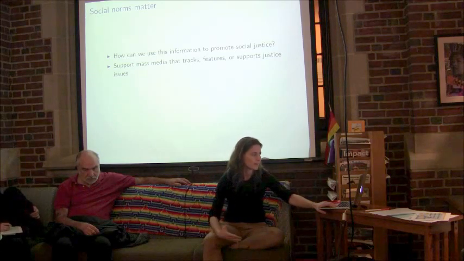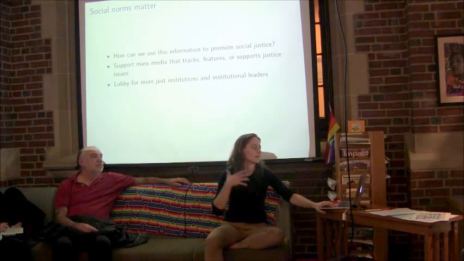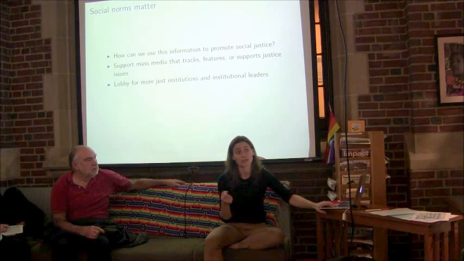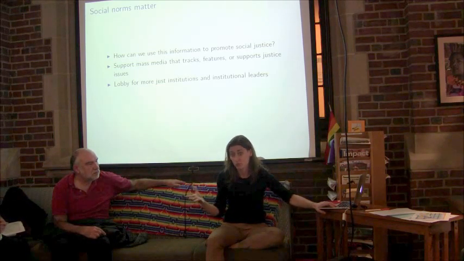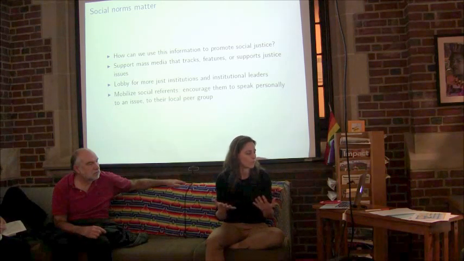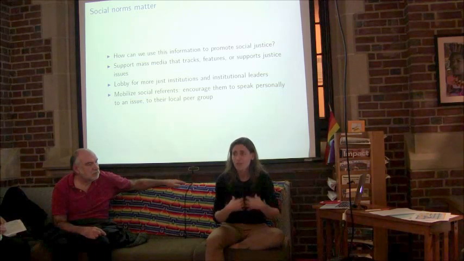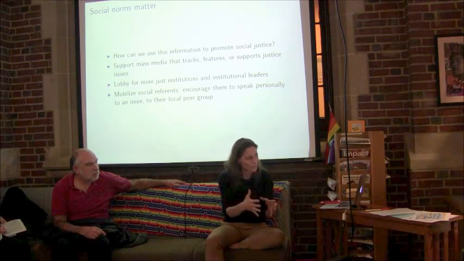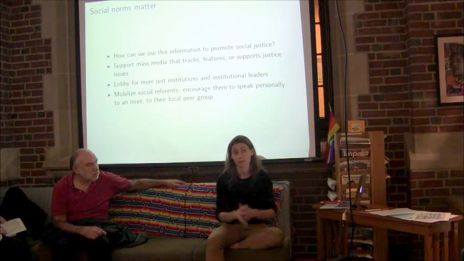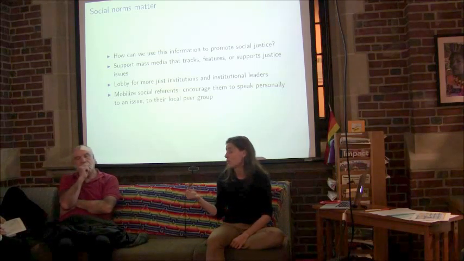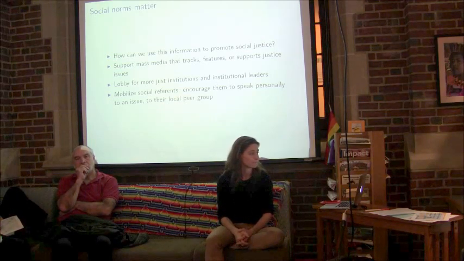Some conclusions, these are the very general ones that I think we all already thought of, right? But this research would support the idea that supporting mass media and lobbying for more just institutions matters because we think that the media and these institutions are very powerfully shaping what we think is normal. But then a slightly more original idea is to try to mobilize these particular social references and encourage them to speak personally, authentically. Maybe they're not as interested in precisely what you want them to do, but try to get them to address the topic so it's coming from a very authentic place, and have them speak to their local peer group. You don't need to drag them onto a community-wide stage, but get them to mobilize the people within their local social network, as a way to create change.